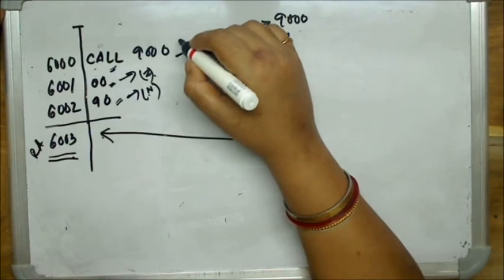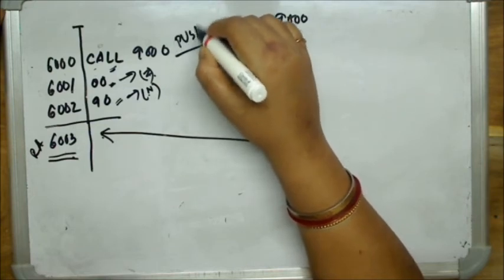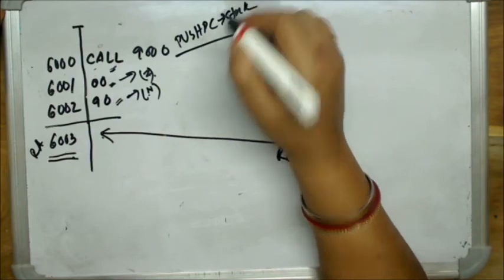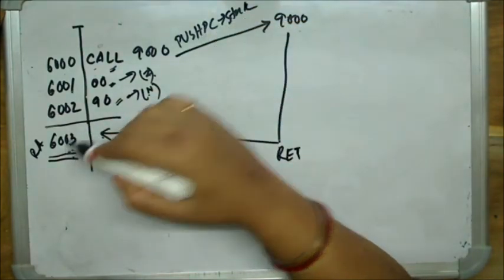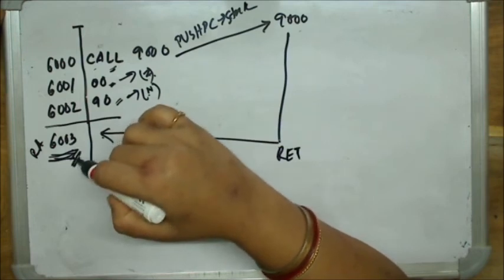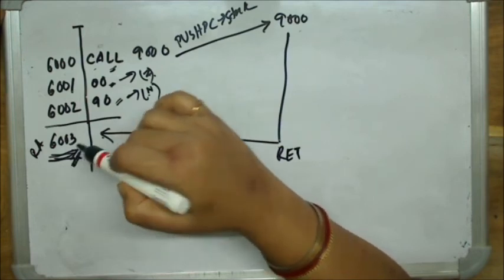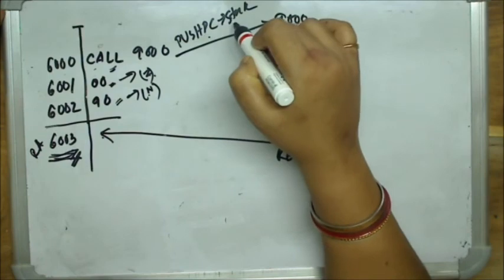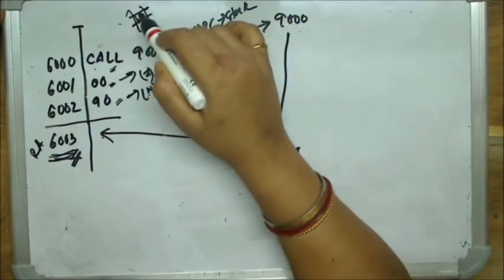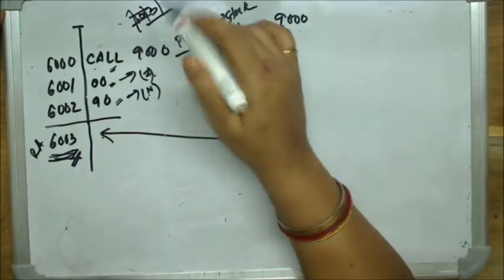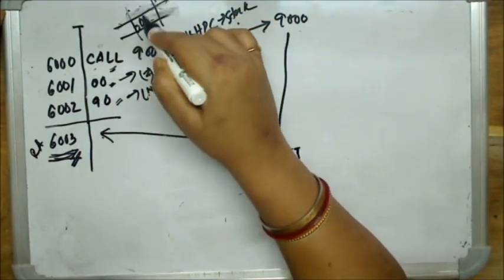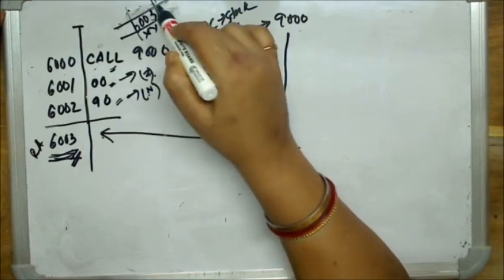It will push PC to stack. Okay, it will push the PC, that is the program counter. Before executing, the program counter is at 6003. So it will push the PC into stack, that is, at stack the 6003 return address will get stored.